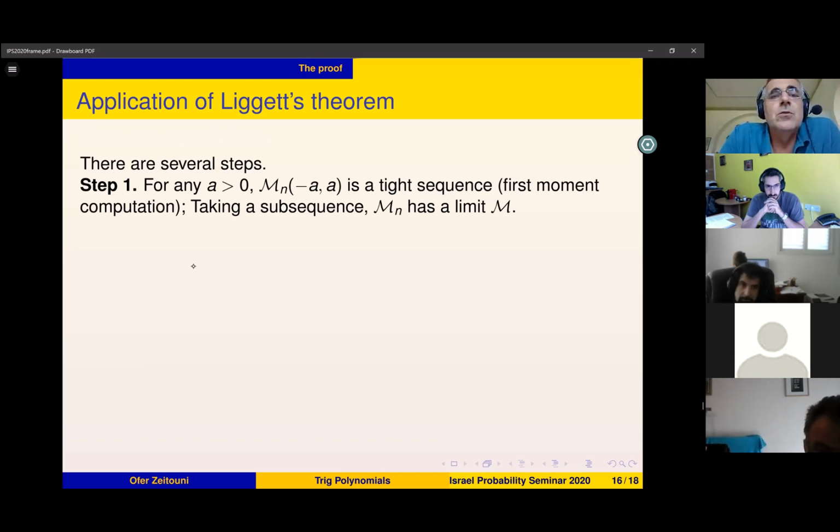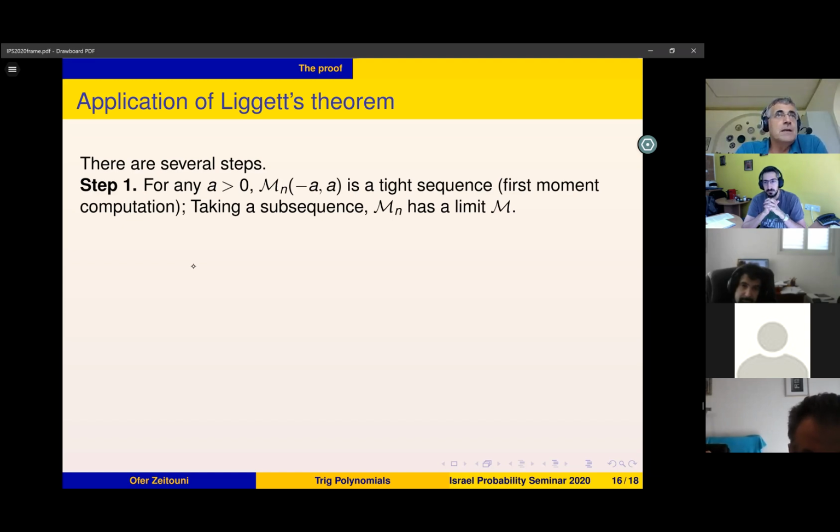In particular, if you look at the topology of the convergence of point processes as convergence on compacts, then it's enough to check that Mn on the interval minus A, A is a tight sequence. And that's a first moment computation. We already computed the mean of that. So the mean is bounded, independent of the L, so certainly this is a tight sequence.